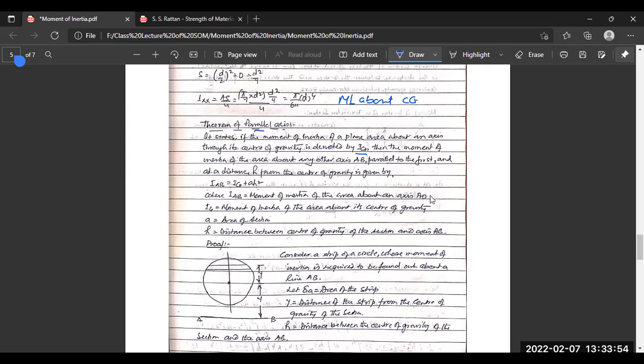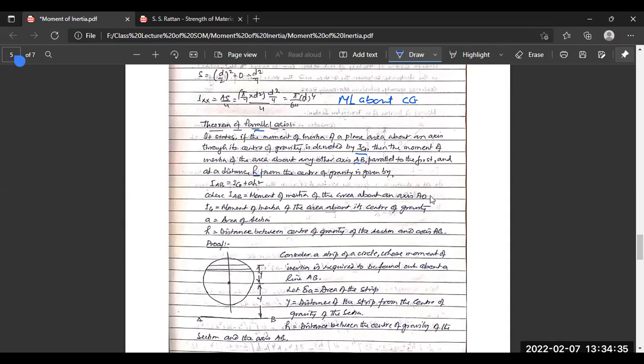Now, how will you find the moment of inertia of the area about any other axis, say this new axis AB? Its axis is parallel to the first axis, at a distance h from the center of gravity. So the moment of inertia about this axis AB is equal to IG plus A into h square, where, as per the theorem of parallel axis, A is the area of the plane area, and h is the parallel distance between the axis going through the CG and the axis under our consideration.